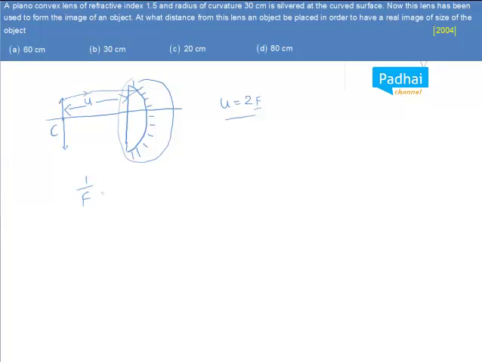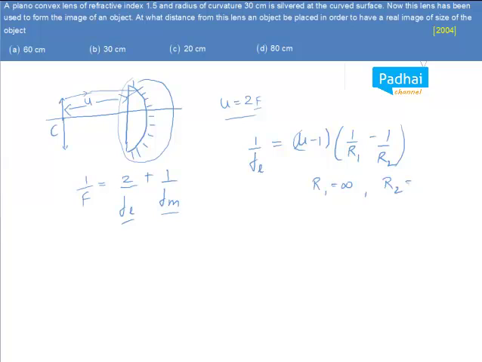So if I talk about the complete focal length of the system, that will be 2 upon FL plus 1 upon FM, where FL is the focal length of the lens and FM is the focal length of the mirror. From lens maker's formula we can calculate the value of FL, which will be mu minus 1 into 1 upon R1 minus 1 upon R2, where R1 is the radius of the plane surface and R2 is the radius of the curved surface. So R1 will be infinity because it is a plano-convex lens, and R2 is given as 30 centimeter. R2 will be minus 30.